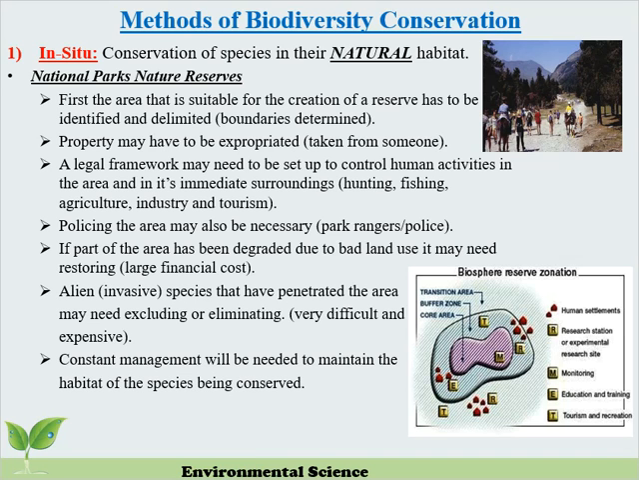It says large financial costs. A lot of this stuff to set up and maintain national parks costs money. You're not going to get a bunch of people that are just volunteers keeping the place safe and well kept, so you have to pay some money to keep these things running and to establish them. It also talks about invasive species, which we learned about. They may have penetrated the area, and you have to spend some money again to eliminate them. And then constant management. There's a lot that goes into it, but this is the preferred method. This is what's best for the species that you're trying to conserve, leaving them in their natural habitat, which they have evolved to do best in. So that is in situ.